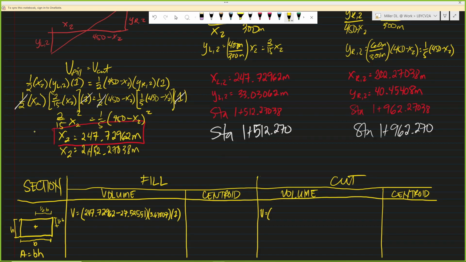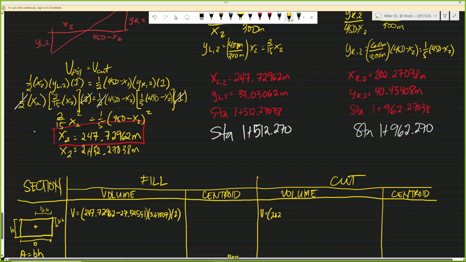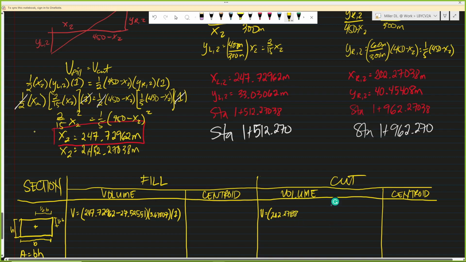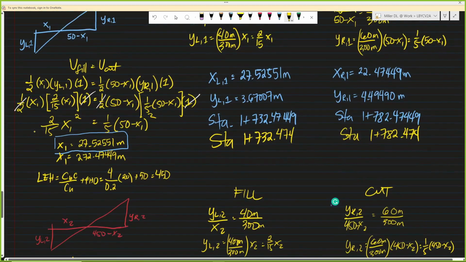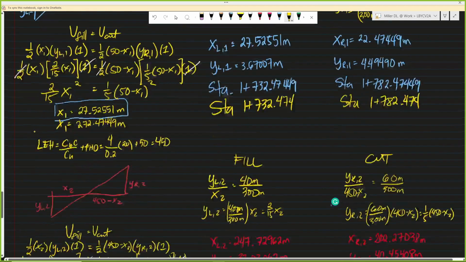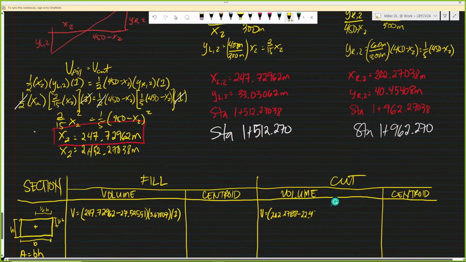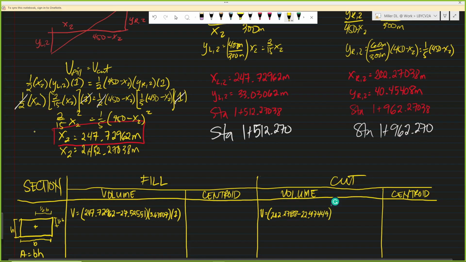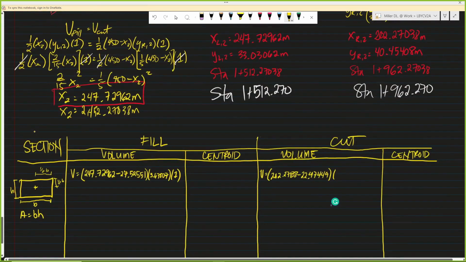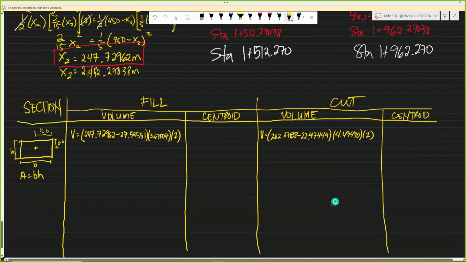So, this would be 202.27038 minus 22.47449 multiplied by 4.4949 times a 1 unit width. Okay, kindly compute for the volume.